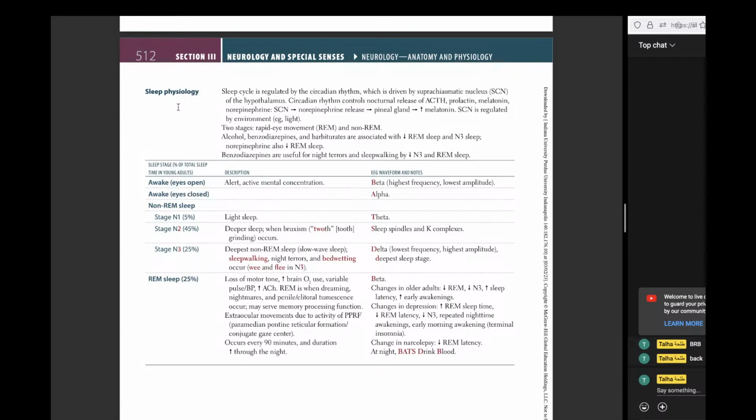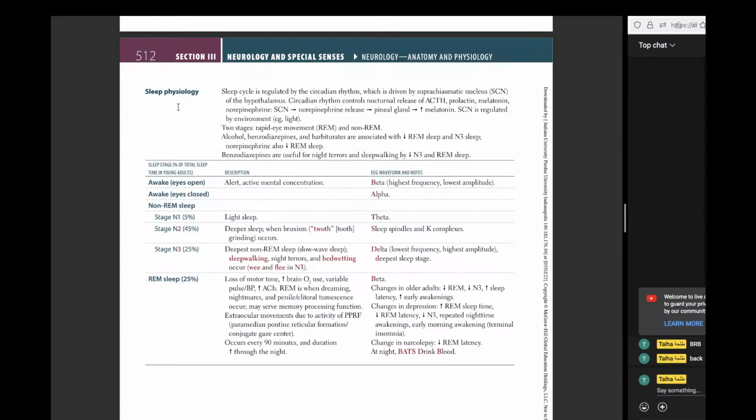And then REM sleep is loss of motor tone, increased brain oxygen use, variable pulse and BP. REM is when dreaming, nightmares, and penile/clitoral tumescence occur, may serve memory processing function. Extraocular movements due to activity of PPRF occurs every 90 minutes, and duration is increased through the night. And these are beta waves. Changes in older adults: decreased REM, decreased N3, and increased sleep latency and early awakenings. Changes in depression: increased REM sleep time, decreased REM latency, decreased N3, repeated nighttime awakenings, early morning awakening, terminal insomnia. Change in narcolepsy: decreased REM latency. And at night, bats drink blood.